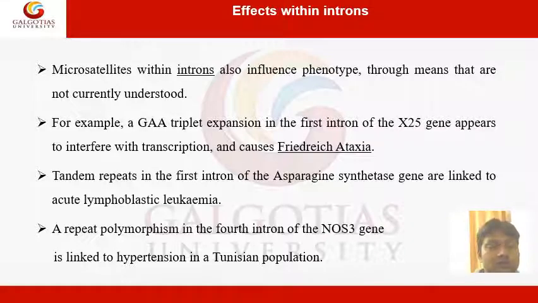For example, a GAA triplet expansion in the first intron of the FXN gene appears to interfere with the transcription and cause Friedreich's ataxia. The tandem repeat in the first intron of the asparagine synthetase gene is linked to acute leukemia. A repeat polymorphism in the fourth intron of the NOS3 is linked to hypertension in a Tunisian population.